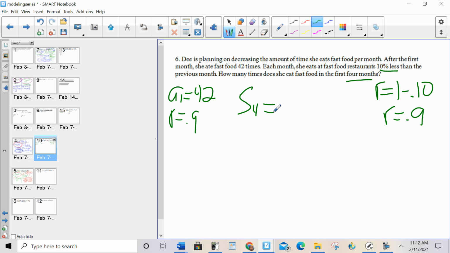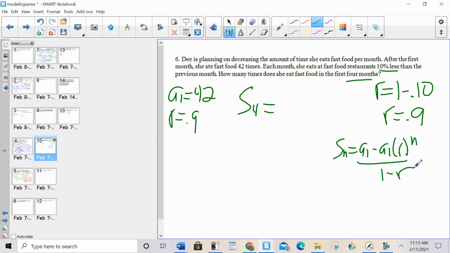If it doesn't specify, we always want to use explicit. So let's start by writing the explicit formula. Sn equals A1 times 1 minus R to the n over 1 minus R. I keep on saying this, but it's on the reference sheet. You don't have to memorize it.